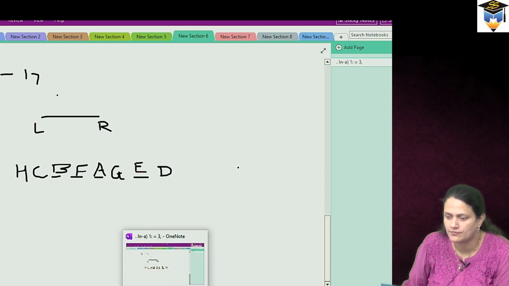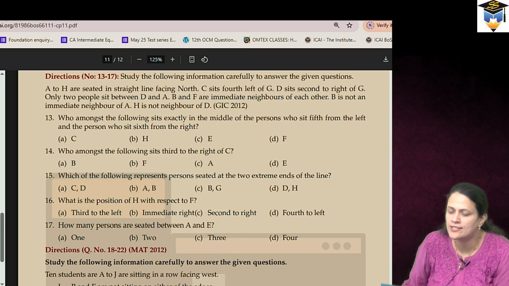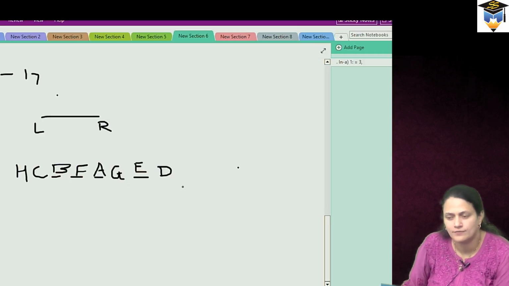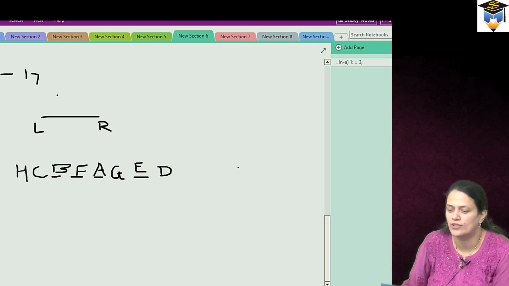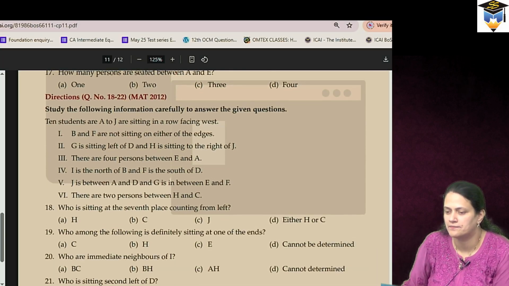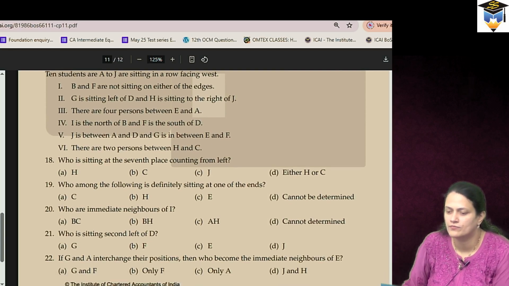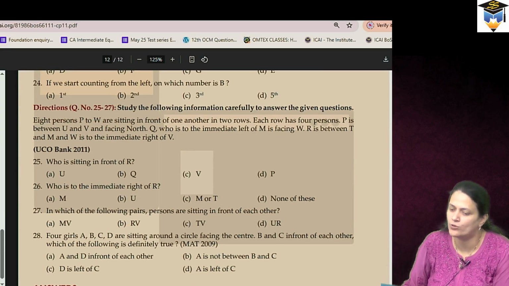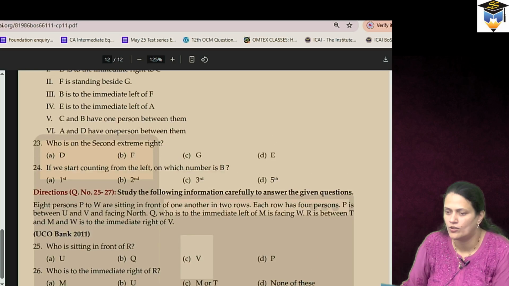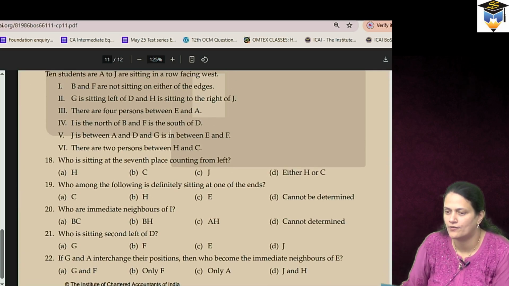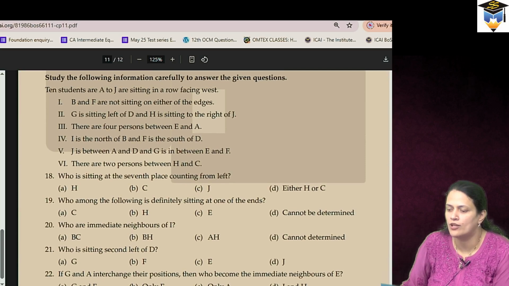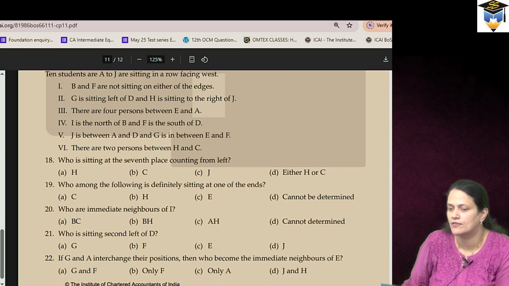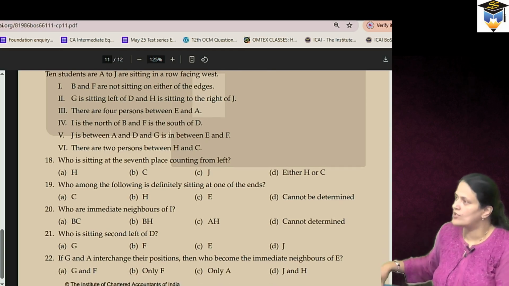How many persons are seated between A and E? Easy? Chalo, let us do the next one. 22, just a minute. 22 is based up till here only, okay, and then 25 to 27. Okay, chalo, let us do this one now. Again, I'll give you some time to solve. Study the following information carefully. So again, I'll give you some time.